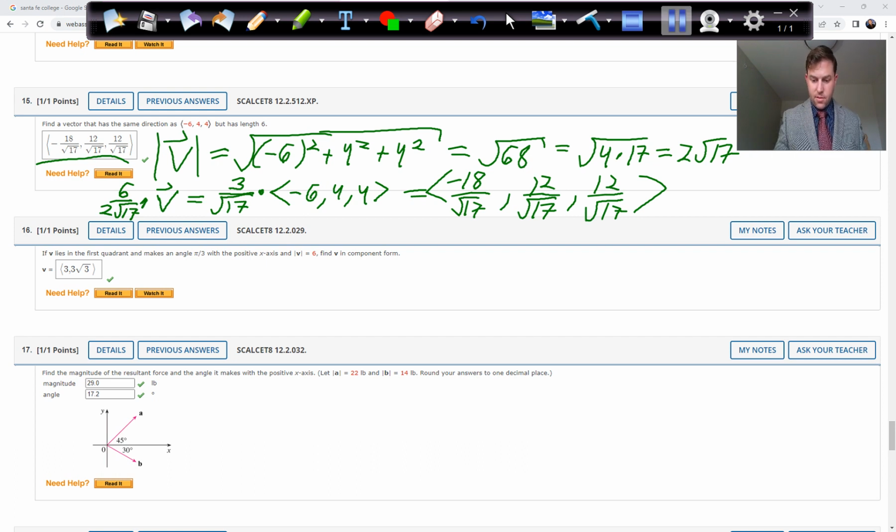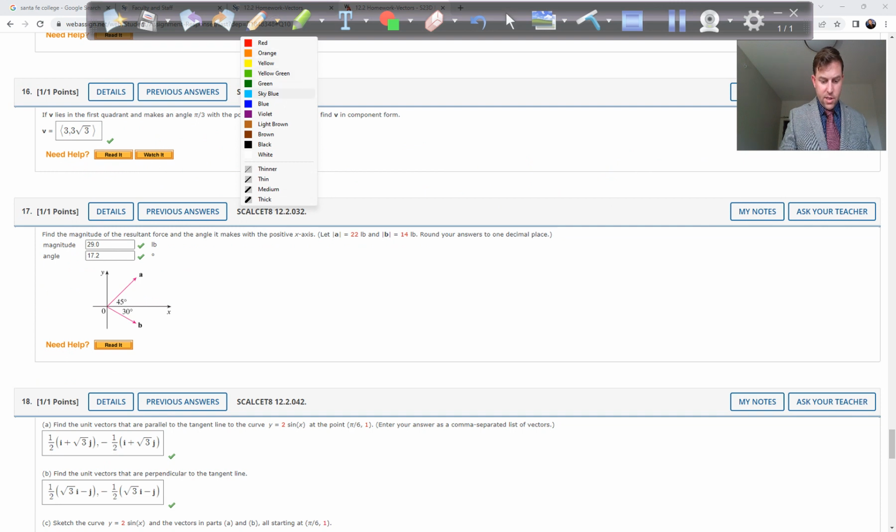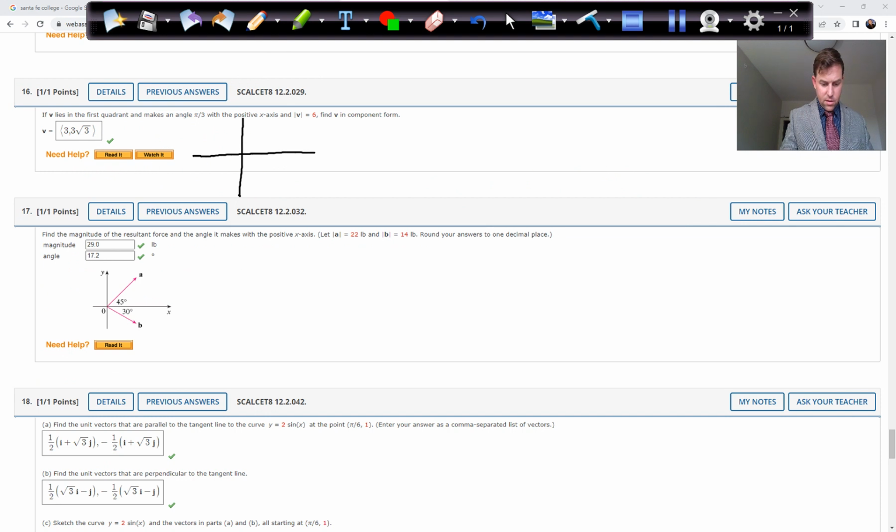Okay, problem 15. They give us a vector, it says vector v lies in the first quadrant and makes an angle pi over 3 with the positive x-axis, and the length of the vector v is equal to 6. So pi over 3 is 60 degrees, so it's going to look about like that. We know the total length of that vector is 6. Let me not write that in because it'll get cluttered. But we also know that this angle right here is pi over 3.